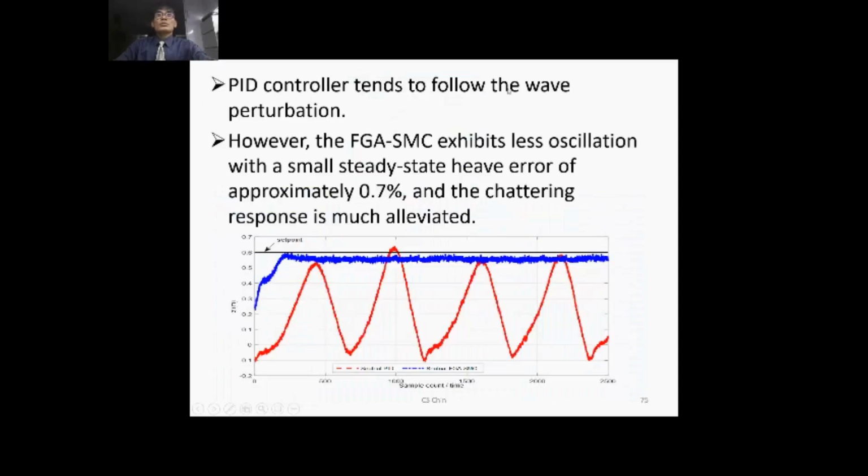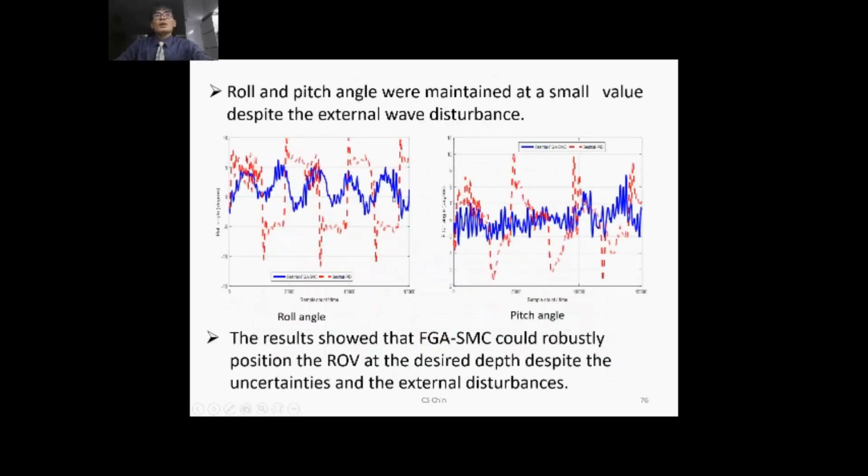And the PID tends to follow the wave perturbations. However, the proposed controller is less oscillatory, as you can see from the blue line. There's a slight steady state error of approximately 0.7%. The roll and pitch will be maintained at a very small value despite the external wave disturbance. The results show that we can robustly position the ROV at the desired depth despite the uncertainty and external disturbances. So this is the roll and the pitch angle that we plot.